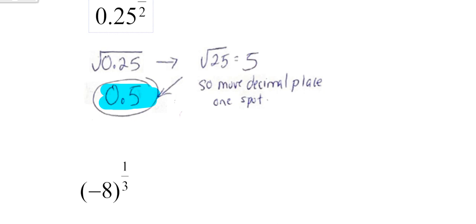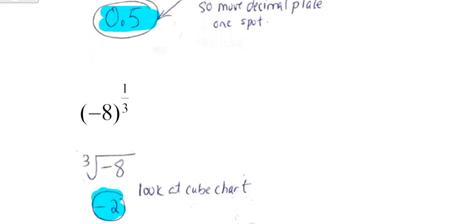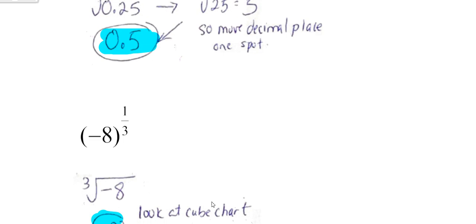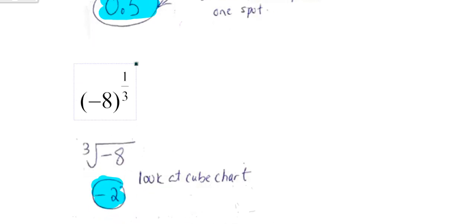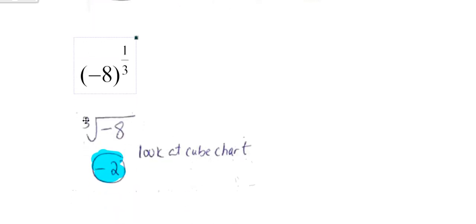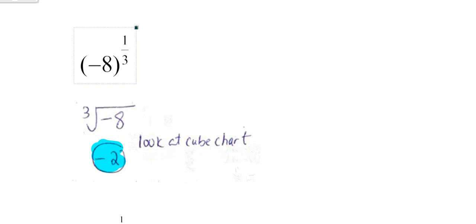Now I have negative 8 to the 1 over 3. So I'm going to take the cube root of negative 8. If I look at my cube chart, the cube root of 8 is going to give me 2. This one here is negative, which means that my answer is also going to be negative. If this was, say, a fourth power, we might have a little tricky situation on our hands because you can never have a negative number when you have an even exponent or an even radical index, okay?